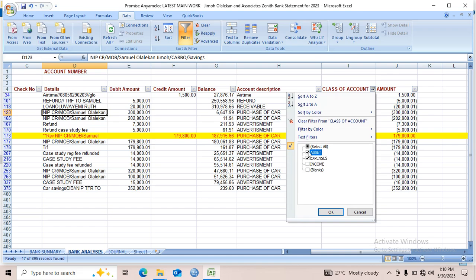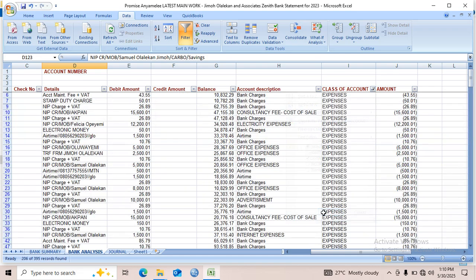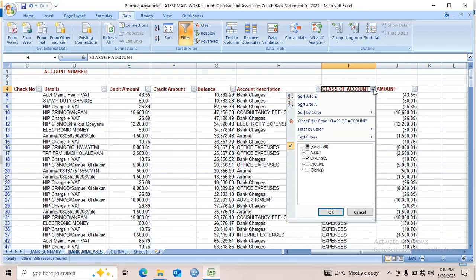So the next one is the expenses. So you know how to get to expenses. Bank charges are expenses, electricity is an expense, office expenses, airtime is an expense, advertisement is an expense, concession fee, cost of sales, that is an expense. So that is it about the expenses aspect. You know how to do that.